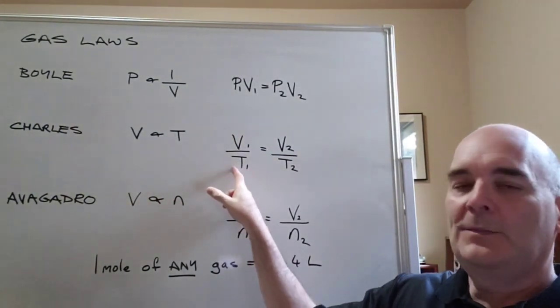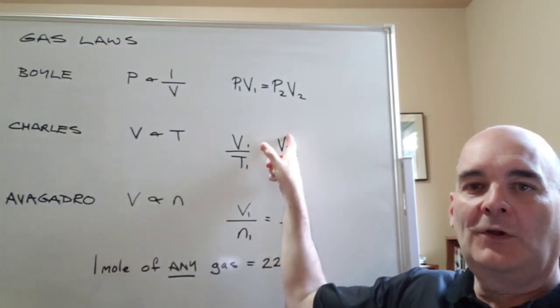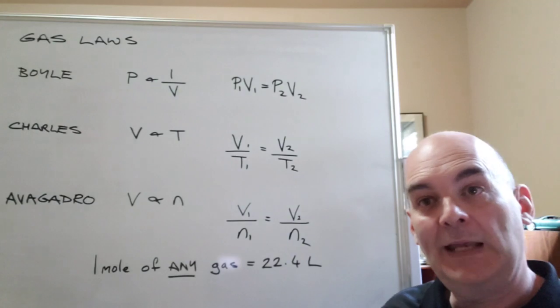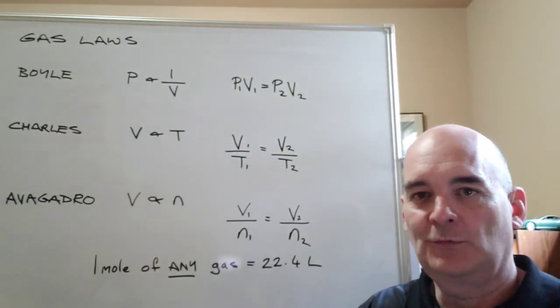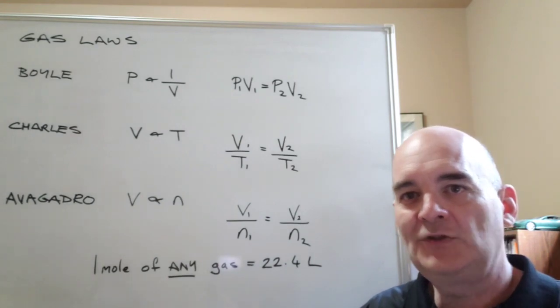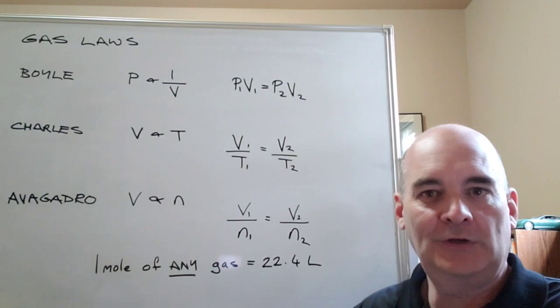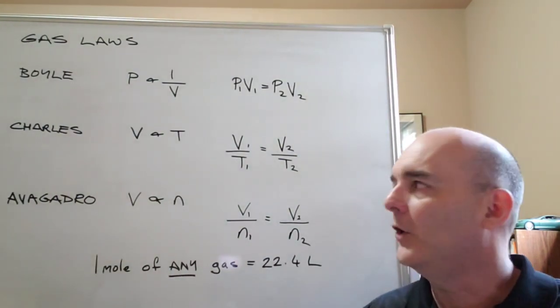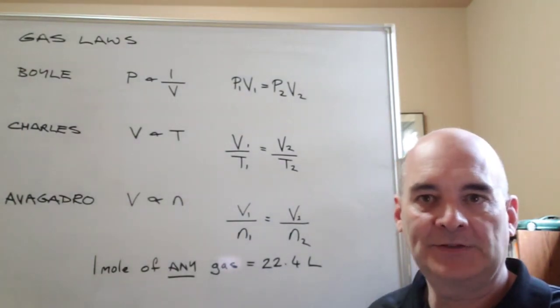The volume divided by the temperature at the start of whatever I do has to be equal to the volume divided by the temperature at the end of whatever I do. So if I have a balloon and it's at room temperature and I change the temperature by putting this balloon in the refrigerator or taking it outside on a hot day, I can figure out what the new volume of that gas is going to be.